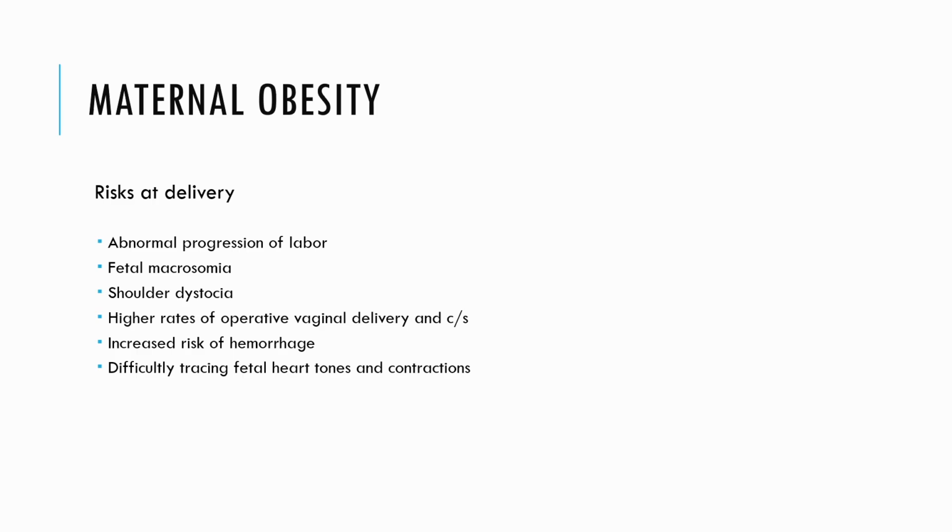Maternal obesity, just want to list some things that it increases mom's risk for at time of delivery and during labor. So an abnormal progression of labor can take longer. It can lead to fetal macrosomia, shoulder dystocia, higher rates of operative vaginal delivery and needing a C-section, increased risk of a hemorrhage, and it can also lead to difficulty tracing your fetal heart tones and the contractions. If that's the case, they might recommend doing internal monitoring. So like we talked about in week 5, that fetal scalp electrode or that intrauterine pressure catheter, they might need to place.